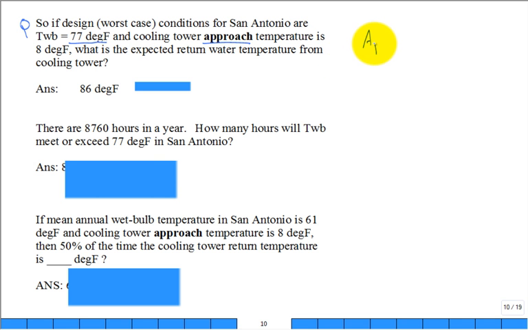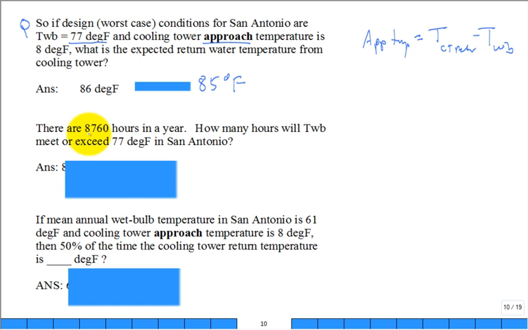The approach temperature is the difference between the return of the water from the cooling tower, so the cooling tower return, minus the temperature wet bulb of the air that's providing the cooling. And so if you're designing for a 77 and you have an 8 degree delta T, you add 8 to 77, 85. So why do I have a 9 degree approach? I don't know. How about the next one?